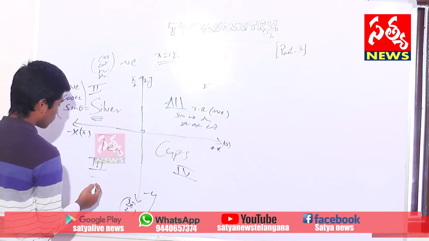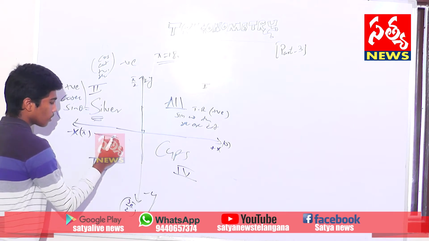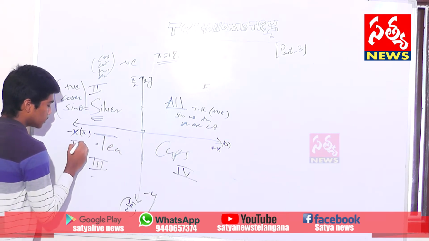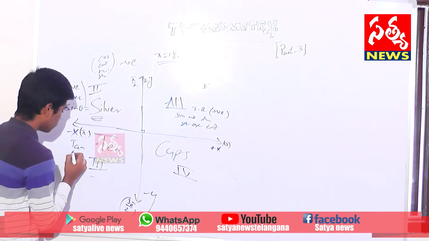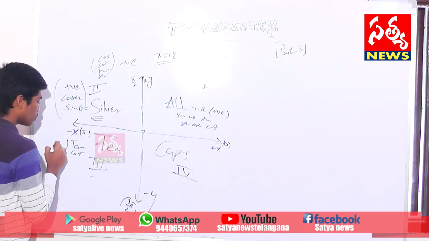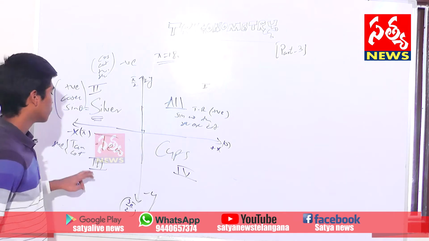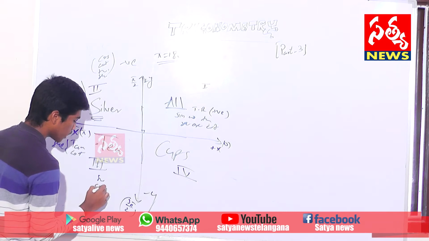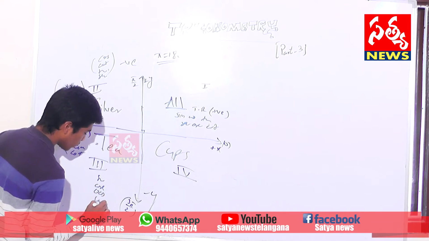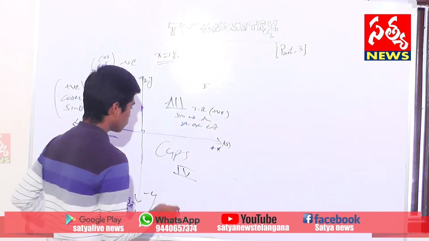The next, in the third quadrant, T. Let's think T as tan. So tan and its inverse, cot, both are positive in the third quadrant. The rest, sine, cosecant, cos, secant, are negative in the third quadrant.